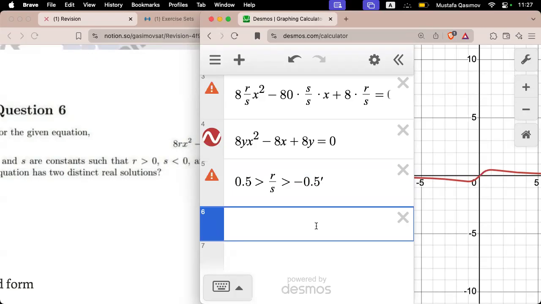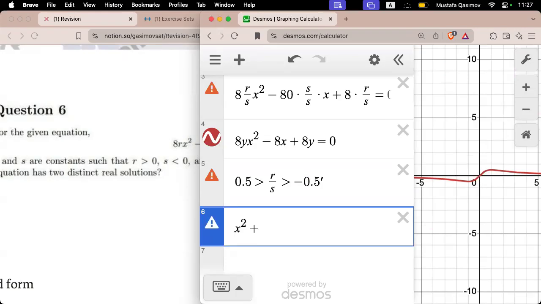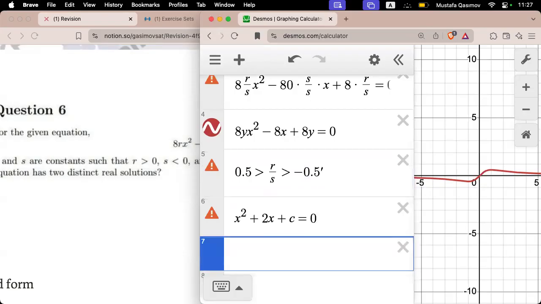For example, in an equation, you have something like that. I'm just giving an example: 2x plus c is equal to 0. What's the minimum value of c when there's no solution here?